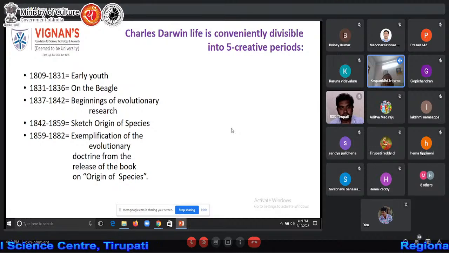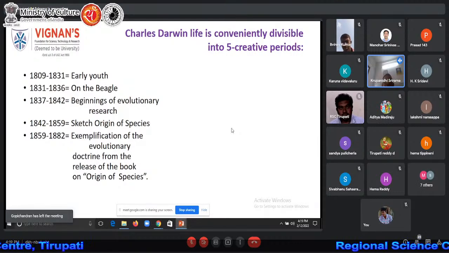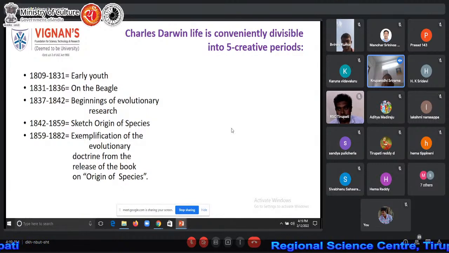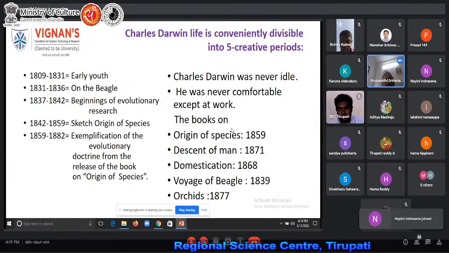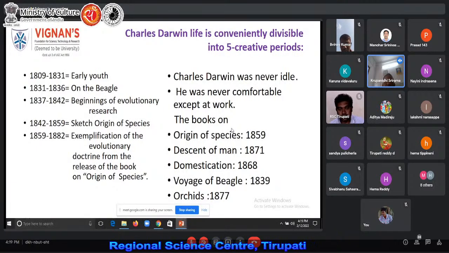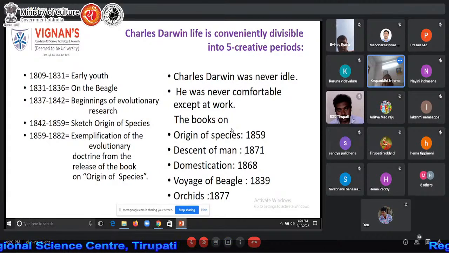And from 1842 to 1859, the book Origin of Species was sketched by him. And 1859 to 1882, exemplification of the evolutionary doctrine from the release of the book Origin of Species. So with all these things, that is nearly 73 years of fruitful life Charles Darwin had. And it's only for us that Charles Darwin made this contribution to humanity, so as to get to know organic evolution, so as to get to know that we are all the descendants of the ancestral specimens.